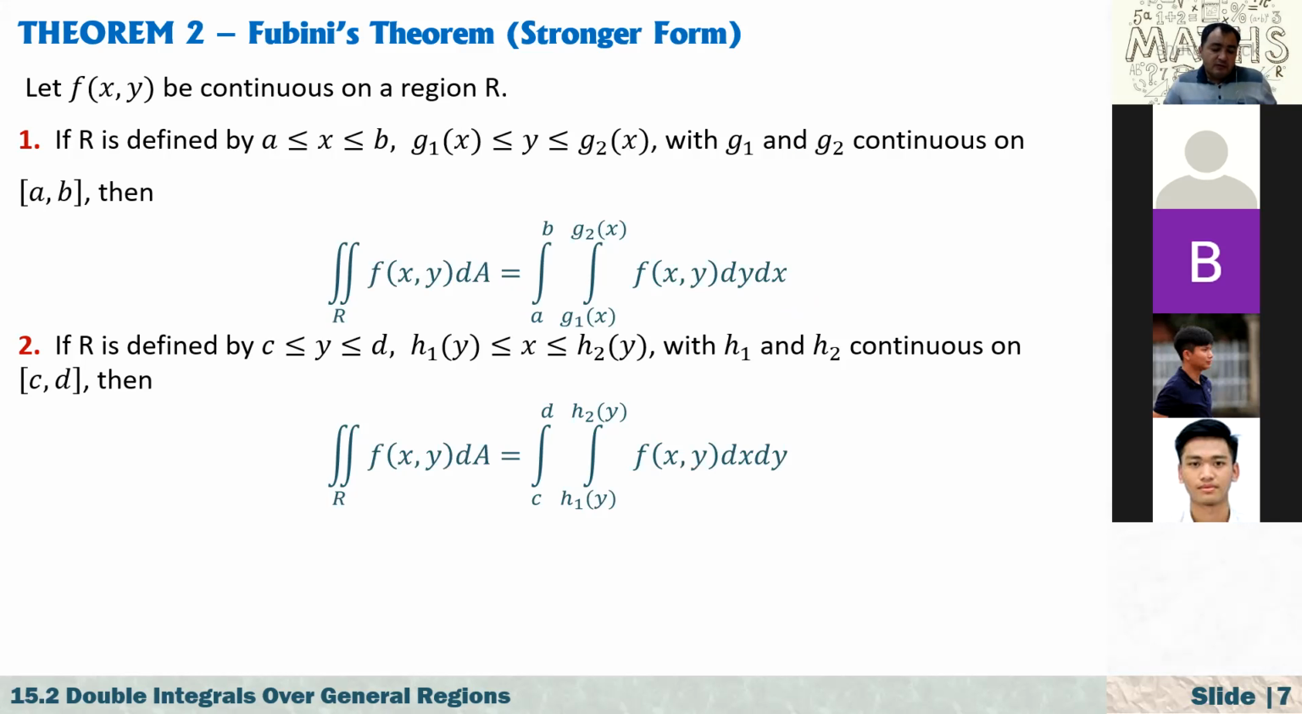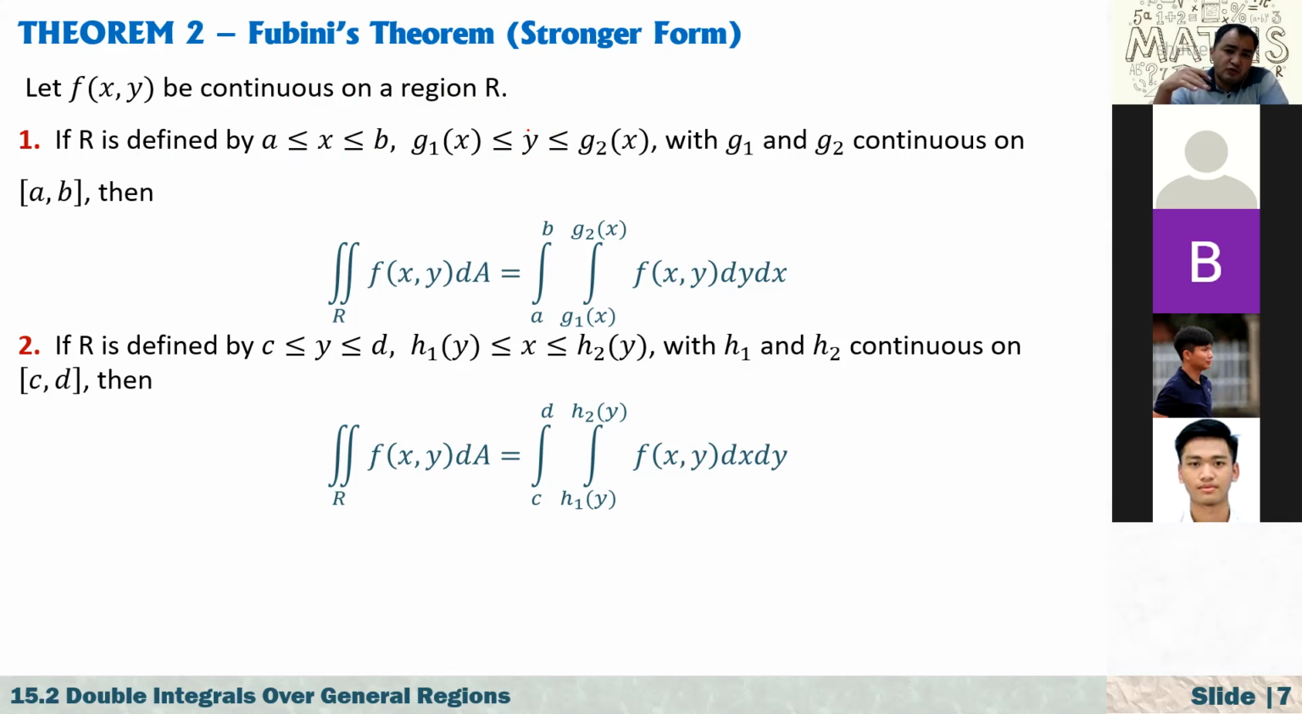Okay, now let's continue with this Fubini theorem and immediately use it to solve one example. So the first form we have already seen in our previous class. Now this is the second, or stronger, form, that is for a general region. It says that if we are given a function of two variables, f of x y, and let it be continuous over this region R, then if R is defined by these inequalities, a is less than or equal to x, x is less than or equal to b, and y is changing from G1 to G2.